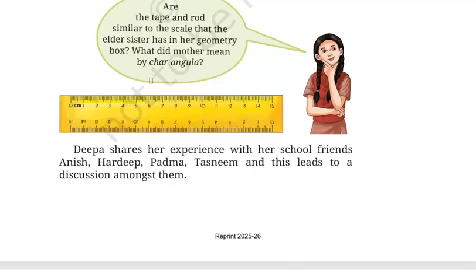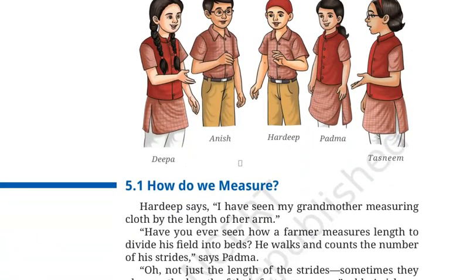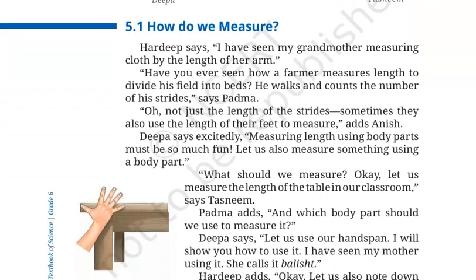Okay. So this experience of Deepa, she goes and shares with her friends. So you see, they are discussing with each other what has happened in the tailor and the shopkeeper's shop. Okay. So now let us see what they are discussing. Hardeep, who's one of Deepa's friends, says, I have seen my grandmother measuring cloth by the length of her arm. Okay, so a lot of people measure cloth using the length of their arm. So this is a very old practice of measuring length. As you can see, Hardeep's grandmother is measuring the cloth by the length of her arm.